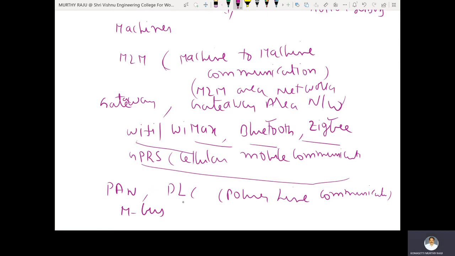Power line communications. In case of body area network applications, the M2M area networks are Wi-Fi, WiMAX, Bluetooth, Zigbee, and GPRS. Suppose here we use smartphones. In that case, the M2M area network we use is GPRS.